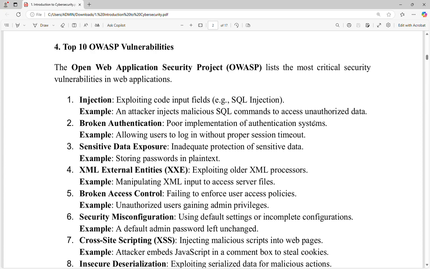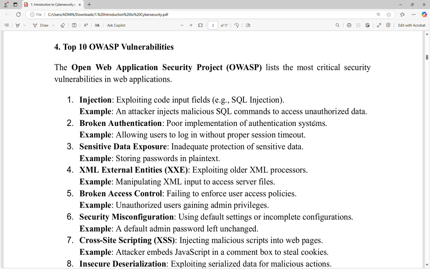So the Open Web Application Security Project, this is a list of the most critical security vulnerabilities in web applications. Number one, injection. We call it SQL injection. When we are talking of injection, we are exploiting code input fields. Okay, let us use some examples.